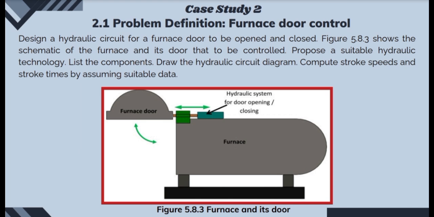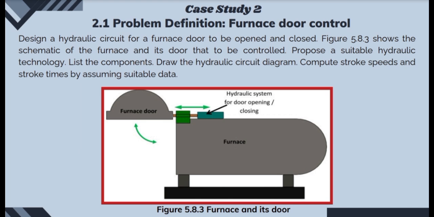You can see in the picture the furnace door, the furnace, and the hydraulic system for door opening or closing. A furnace is a chamber designed for high temperature processing such as metal treatment, glass production, or ceramic firing. So, here is the furnace, the main body. Here you can see the heating. It is insulated to maintain high temperatures.